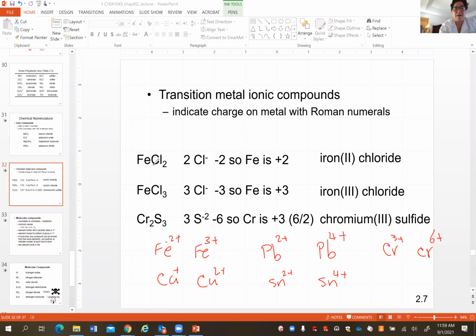Now, if we have FeCl2, in order for us to name it, the alarm has to ring that Fe is one of this list that she talked about. So I have to now worry about, is this Fe2 plus or is it Fe3 plus? How do I know that? It takes 2 chloride to cancel this, so this must be 2 plus. And if it's 2 plus, instead of saying just iron, I have to say iron 2 chloride.